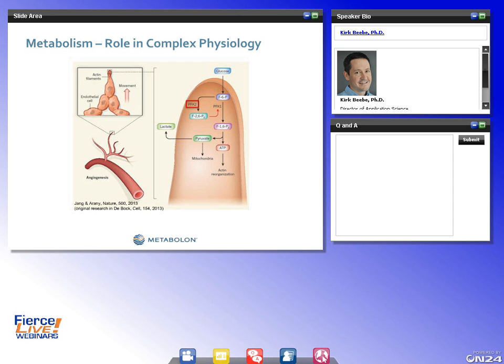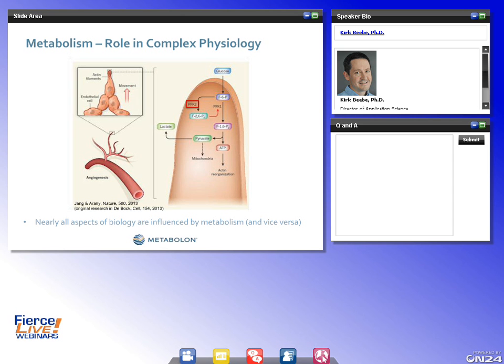This is actually a cartoon taken from a Nature preview from a primary article in Cell last year that actually showed how a single metabolic enzyme, in this case PFK2, will, within endothelial cells, promote sprouting and therefore angiogenesis. So this very complex, elegant cell biological process, metabolism plays a key role in. And that's really just the tip of the iceberg. Almost all processes you can think about have a metabolic role.